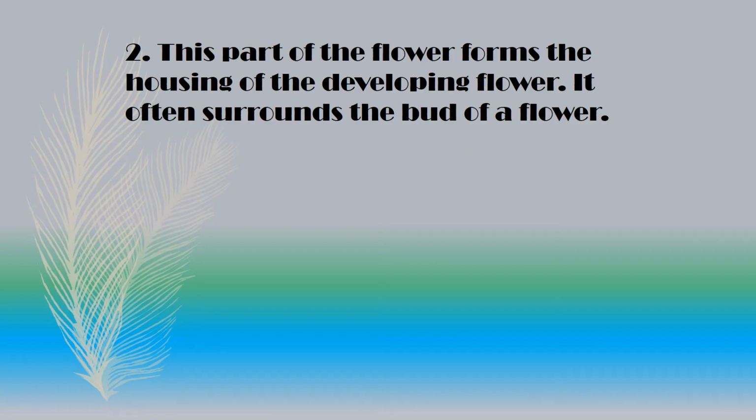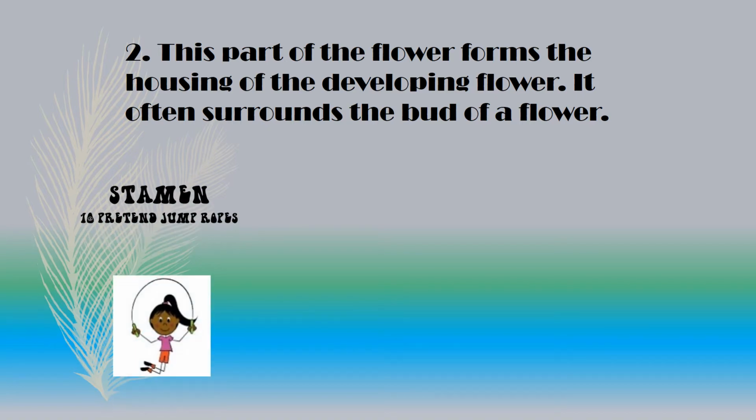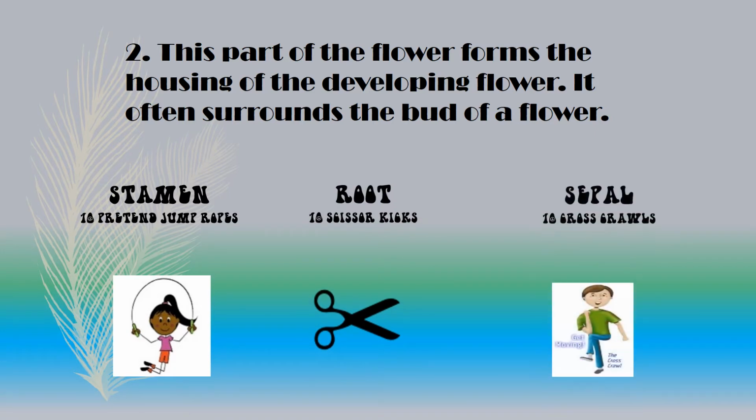Number 2. This part of the flower forms the housing of the developing flower. It often surrounds the bud of a flower. If you think it's the stamen, do 10 pretend jump ropes. If you think it's root, 10 scissor kicks. If you think it's sepal, do 10 criss-cross. Hit pause to exercise and hit play to see if you are correct. The answer is sepal. You should have done 10 criss-cross.